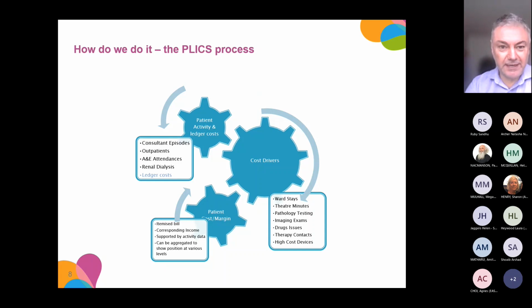We get a monthly feed, and that list there isn't exhaustive at all, because we've got about 30 feeds. So it's not just consultant episodes, outpatients, A&E, renal and ledger, where we get things like, we obviously get pathology, radiology, etc. And lots of other things, like radiotherapy, for example, which isn't on that list, and chemotherapy. So basically patient activity and ledger costs.